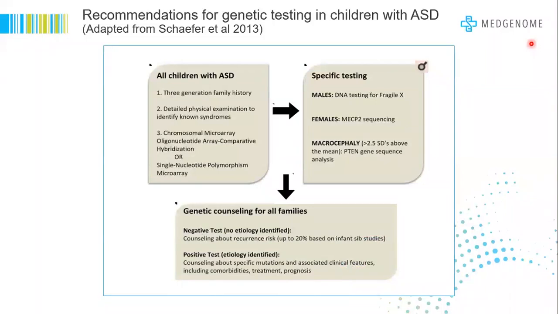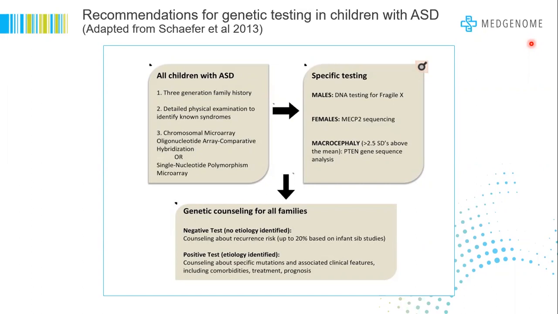Now, recommendations for genetic testing in children with ASD is that every child with ASD, you have to have a detailed physical examination to rule out syndromes. And the first test which you would send would be a chromosomal microarray. And then based on whether you are suspecting any typical syndrome, a male child can be tested for Fragile X, while a female can be sent for MECP2. And thus the major diagnosis can be made just based on a chromosomal microarray and one of these tests.